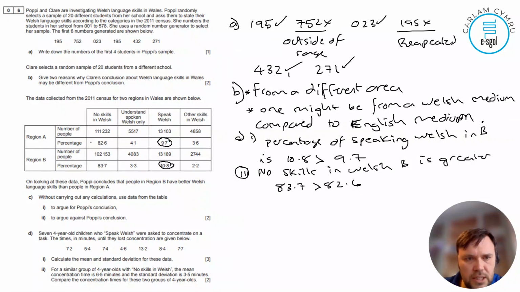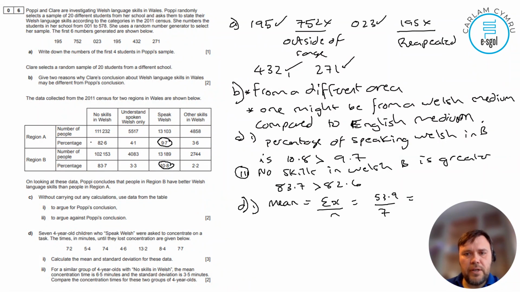So if I put D part 1, we need the mean first of all. The mean is equal to sigma x over n. So that is just all the values added together, divided by how many values there are. There are a total of 1, 2, 3, 4, 5, 6, 7, so it's over 7, and I added them up previously, so you don't have to see that. It's 53.9. 53.9 divided by 7 is going to give you 7.7. I'll put 7.70 correct to 3 significant figures.